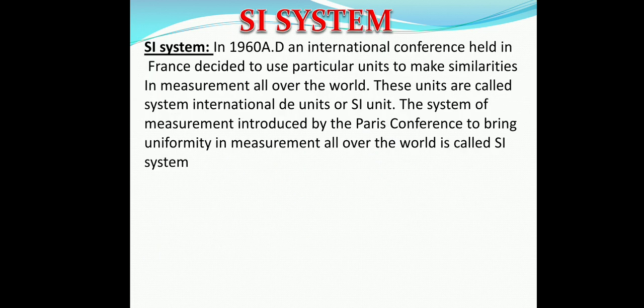SI system. In 1960 AD, an international conference held in France decided to use particular units to make measurements similar all over the world. These units are called Système International d'Unités, or in short form, SI units. This system of measurement introduced by the Paris Conference brings uniformity in measurement all over the world, and it is known as the SI system. The SI fundamental units and derived units were formed by this Paris Conference.